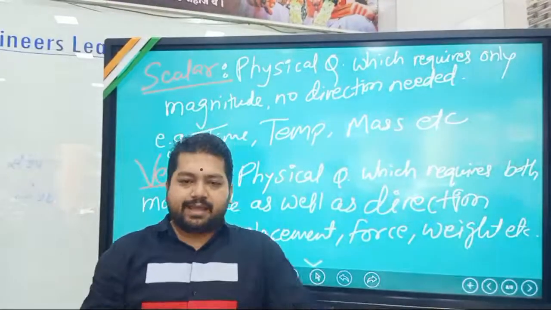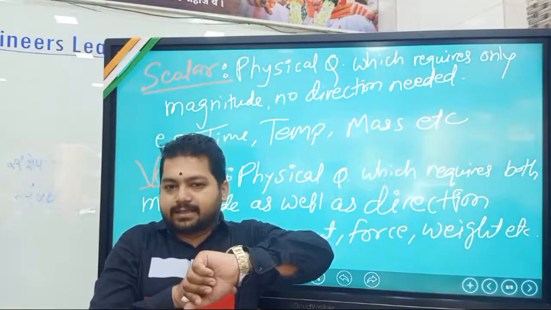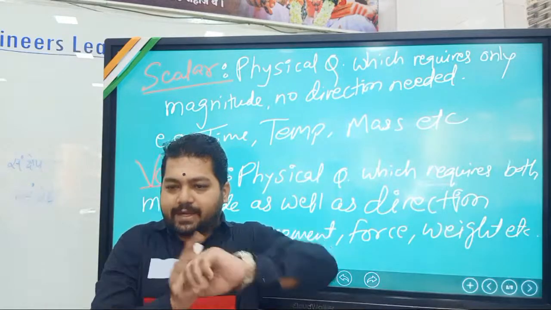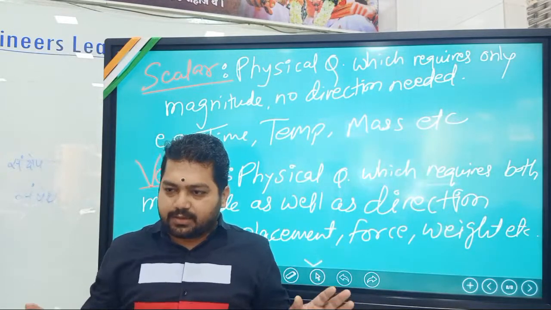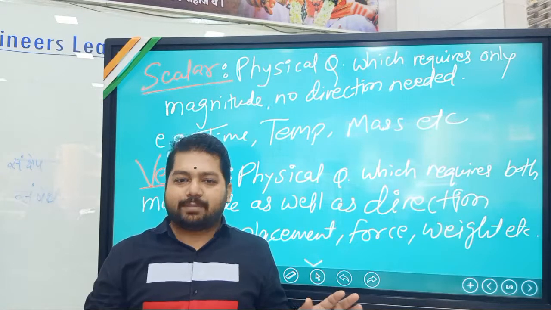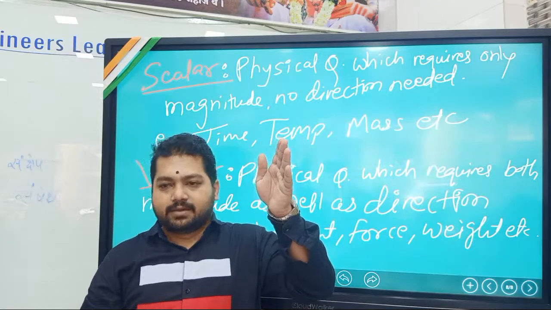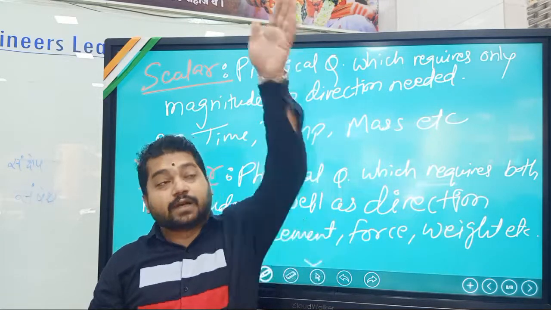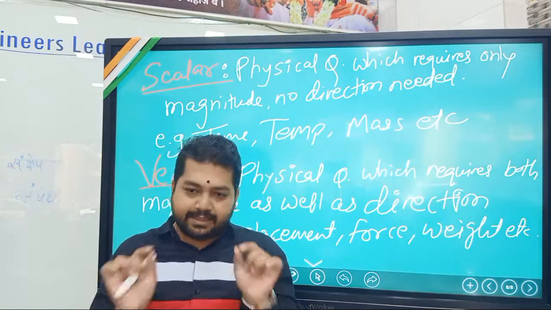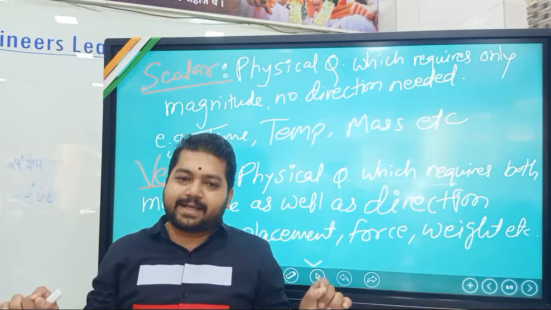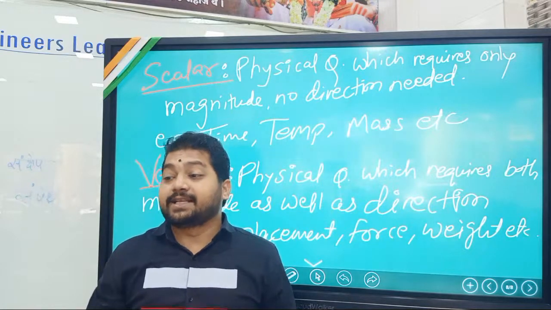Simple. If someone asks you the time is 9:20, could you say 9:20 towards north, 9:20 towards south? ऐसा कुछ भी नहीं होगा ना, right? Someone asks you about the temperature of that AC. AC's temperature is around 24 degree. So will you say 24 degree upward, 24 degree downward? No. The temperature is in degree Celsius. There will not be any direction needed.